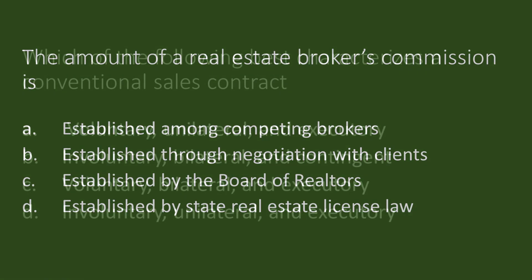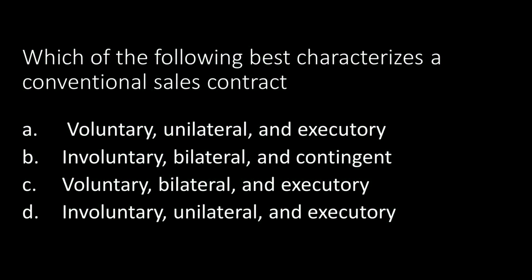Question number 16. Which of the following best characterizes a conventional sales contract? A, voluntary, unilateral, and executory. B, involuntary, bilateral, and contingent. C, voluntary, bilateral, and executory. Or D, involuntary, unilateral, and executory.